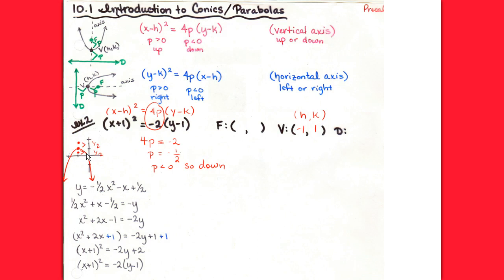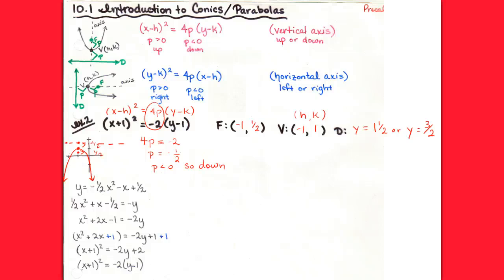If I start at -1, 1, and I go down 1/2, then I'm going to be at -1, 1/2. So that's going to be my focus. If I start at +1 and I go up 1/2, where am I? 1.5, right. So my directrix is going to be at 1.5. And as we said, I want to give the equation of the line, not just the value. So I'll want to say y is equal to 1.5 or y is equal to 3/2.